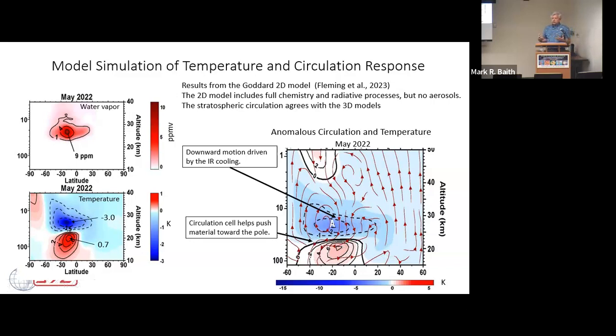Now, I have to tell you that these circulations are really weak. They're not as strong as the normal stratospheric circulation. So these are perturbations on top of the regular stratospheric circulation.